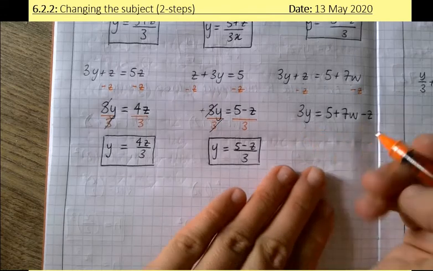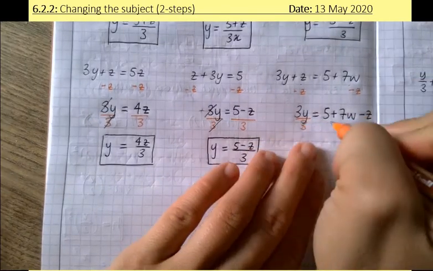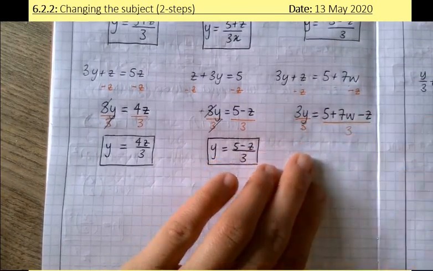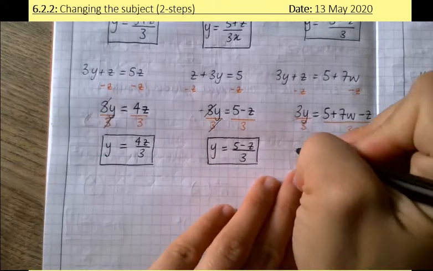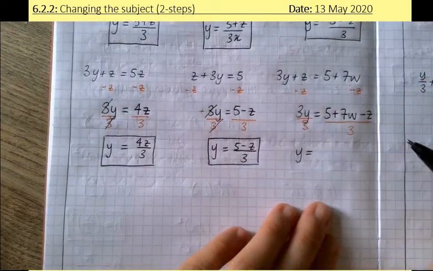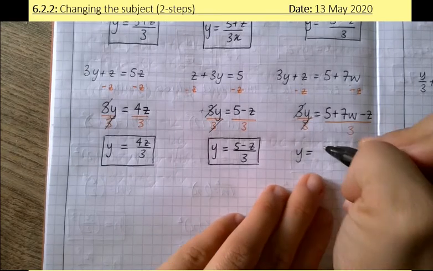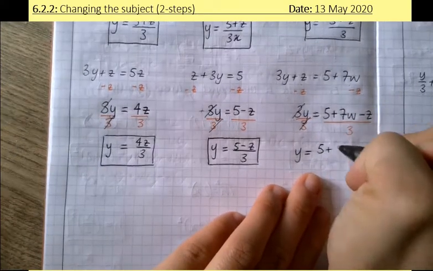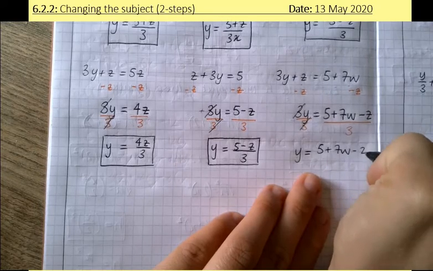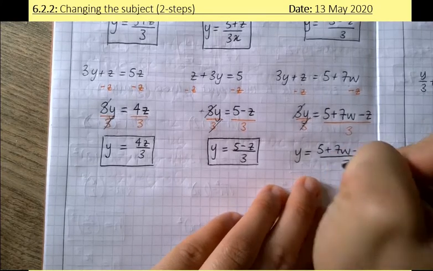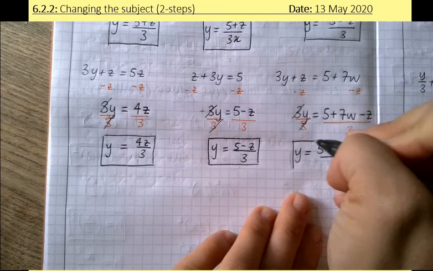Then to get the y by itself, I need to divide by 3 on both sides. So I'm going to get y on its own, because my multiply by 3 and divide by 3 will cancel. And then I will have 5 plus 7w take away z all over 3 as my answer.